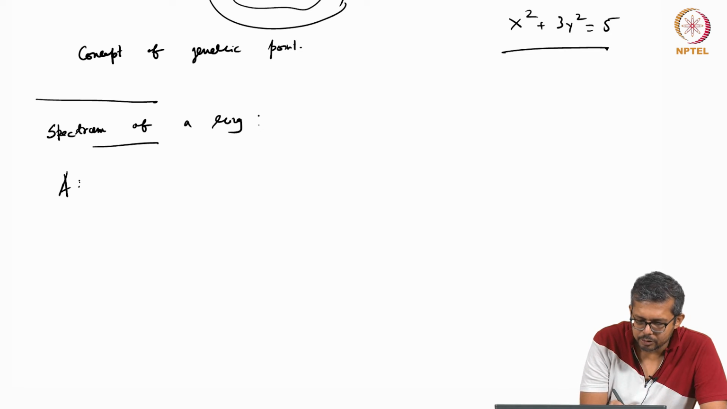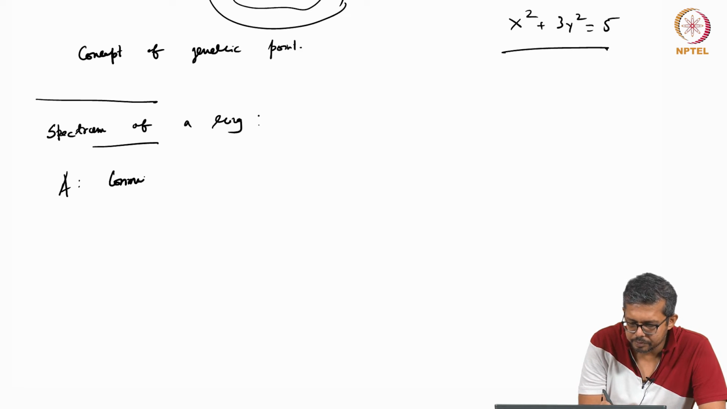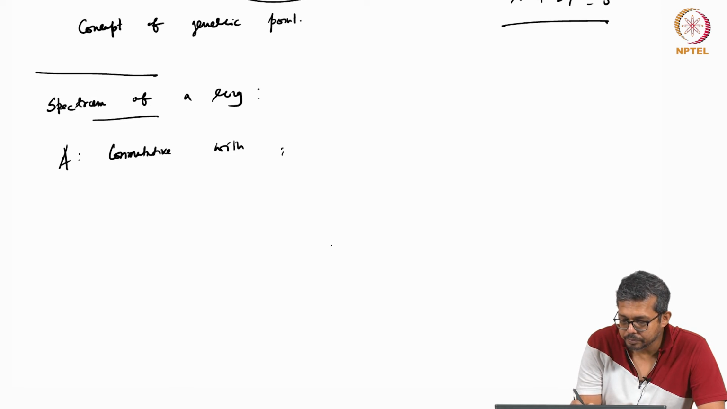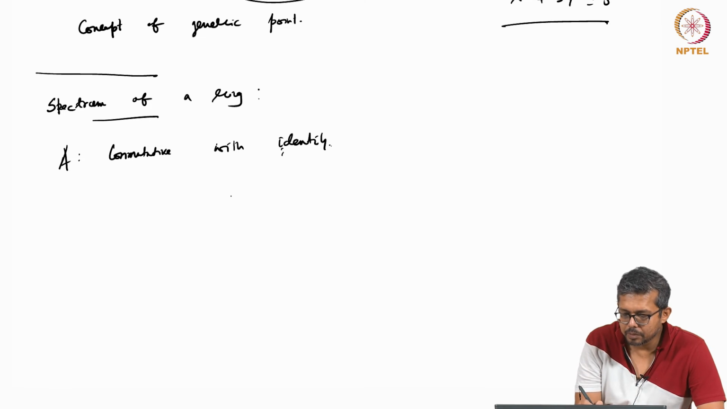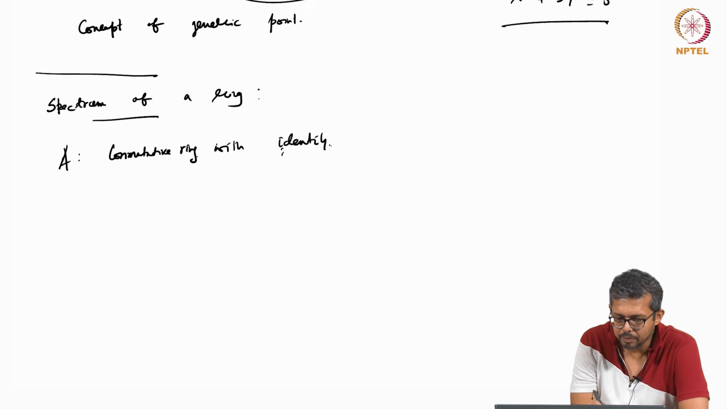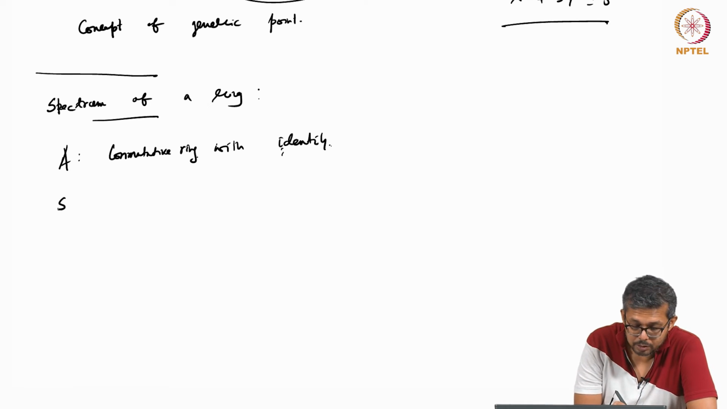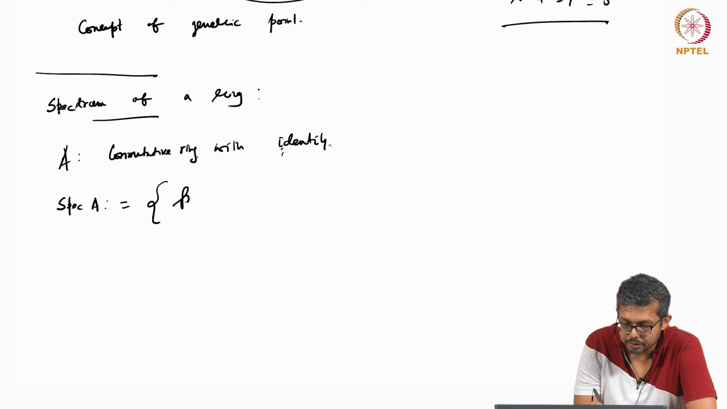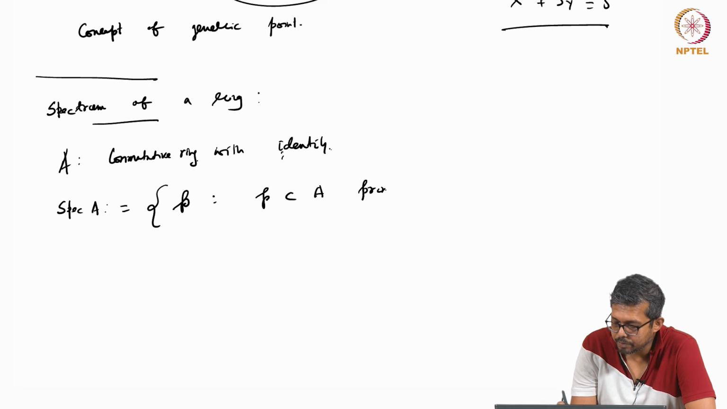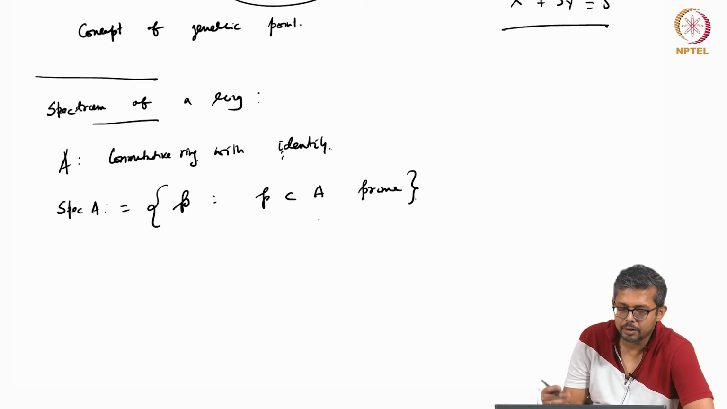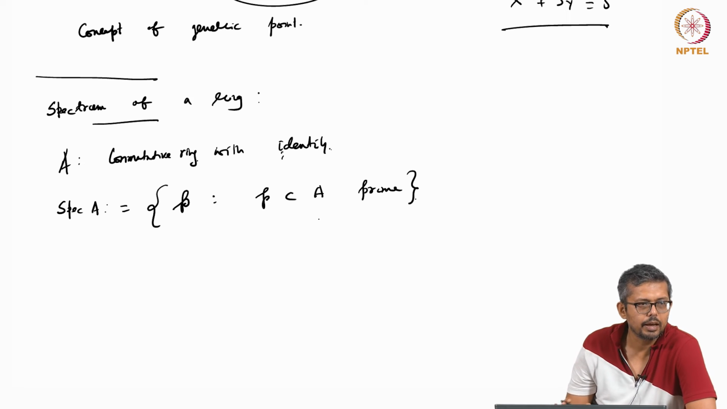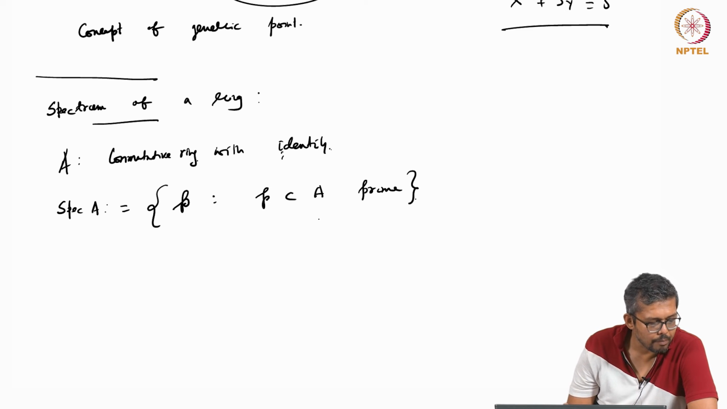So A, as usual, is a commutative ring with identity. Then Spec A, as a set, is the set of all prime ideals. When I say prime ideal, I don't include the entire ring A, so it is a proper prime ideal.